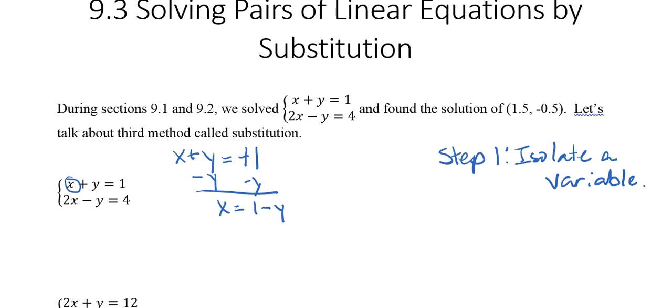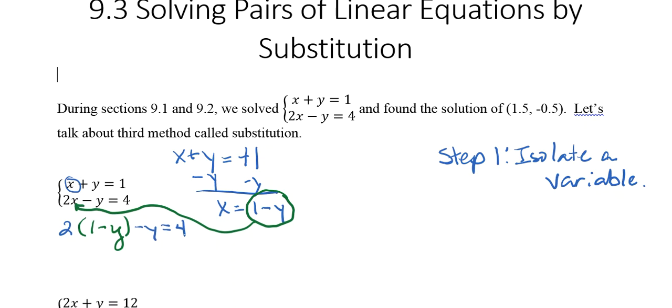So now what I'm going to do is substitute. I'm going to take this 1 minus y and put it right where this x is. So I still have the 2 that's in that second one, but instead of having x, I'm going to replace it with 1 minus y. The rest of the equation stays exactly as it is. All right, so I've taken out the x and substituted it with what it is equal to. Notice the only letter in this equation now is y, which will allow me to solve for it.